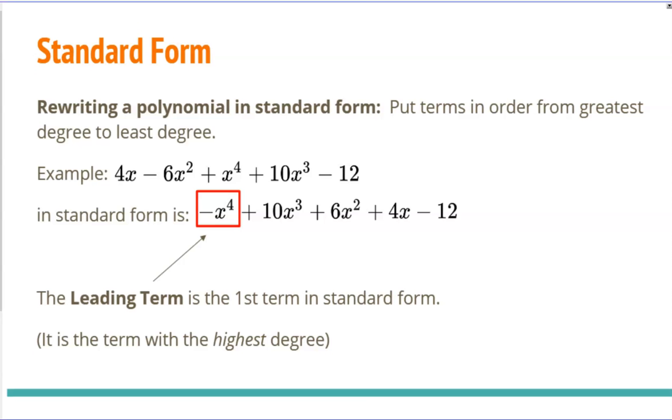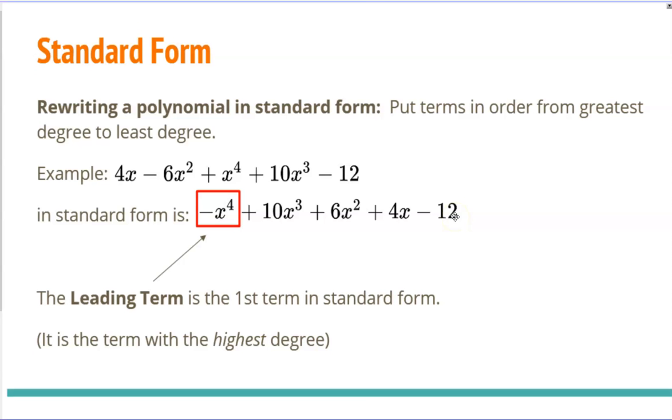The first thing we did with polynomials, we talked about rewriting them in standard form. Remember, that means we put our terms in order from the highest degree to the smallest degree, which is our exponent here. So in the example, this is not in standard form because the x to the power of 4 has the highest exponent. That comes first. Then a power of 3, power of 2, power of 1, and no exponent at all.